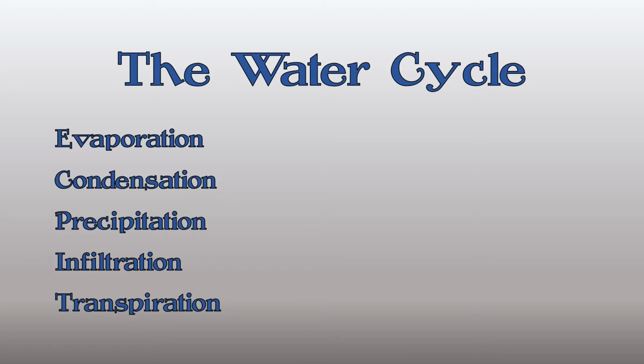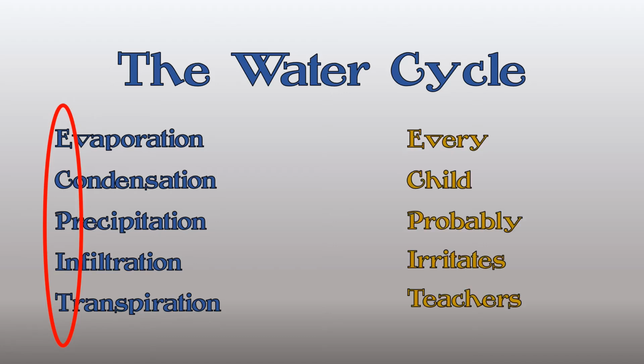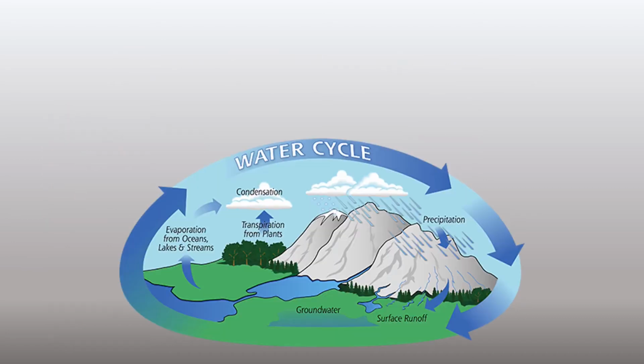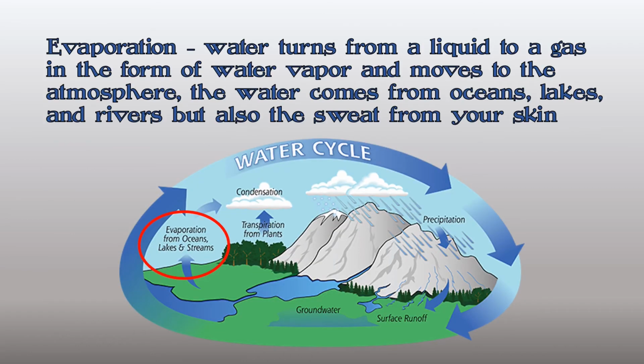An easy way to remember that is ECPIT, or every child probably irritates teachers. Evaporation is where water turns from a liquid to a gas in the form of water vapor and goes into the atmosphere. This water comes from oceans, lakes, and rivers, but also from the sweat on your skin.